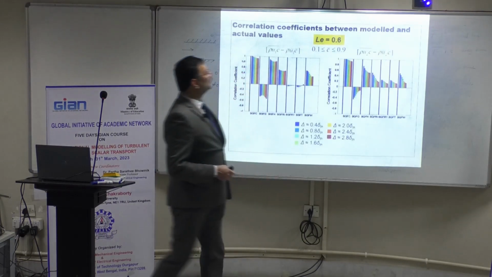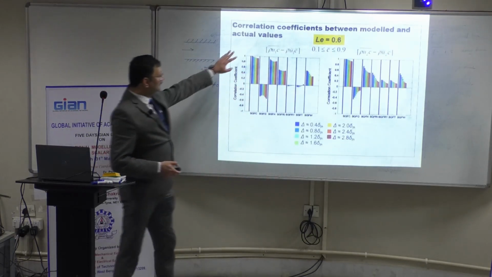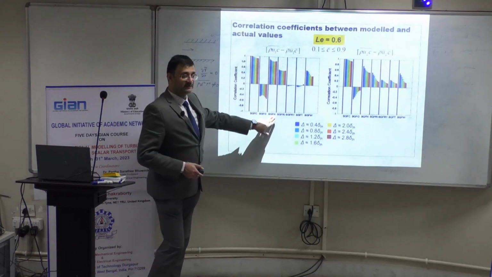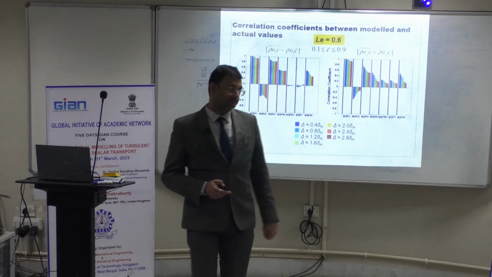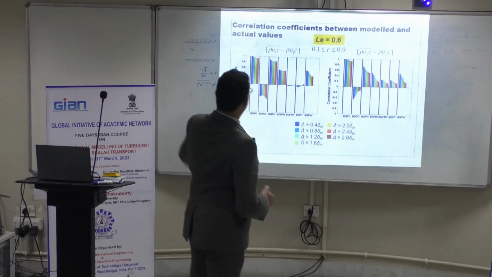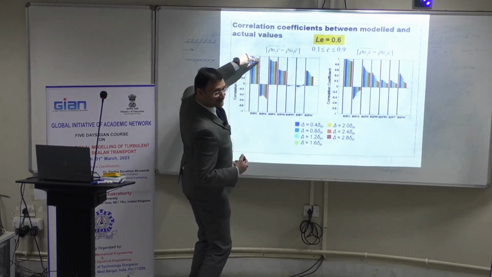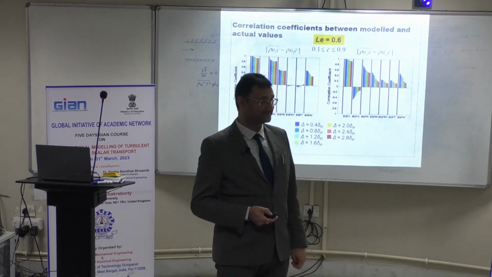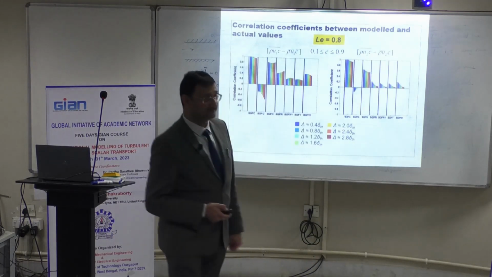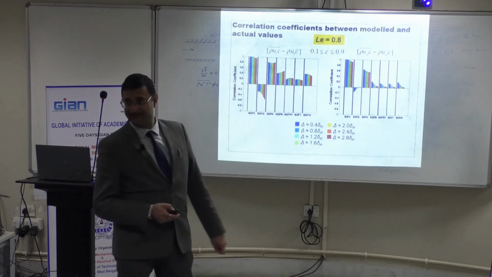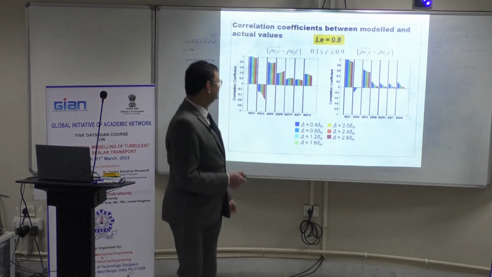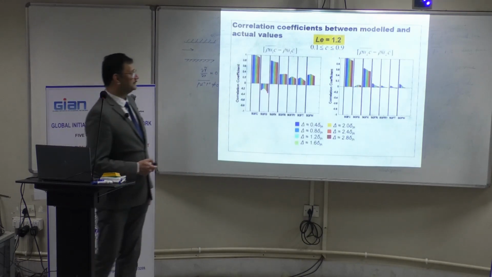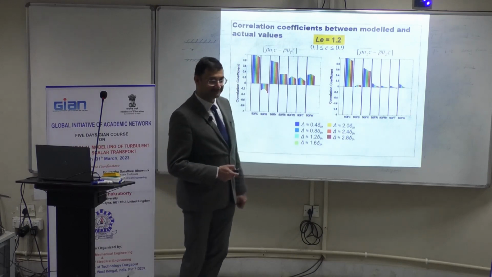Lewis number 0.6, same thing. You will see the high values of correlation coefficients are obtained for Clark's model and Bhowmik's model. But as the filter size increases, correlation coefficient goes down. As I said, the quality of agreement goes down. The same story, 0.8, you can check. Okay? One, same trend. 1.2, same trend.